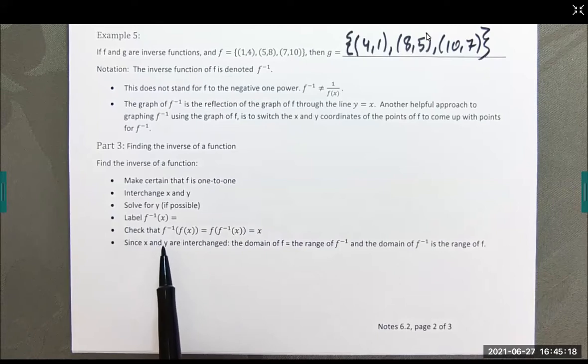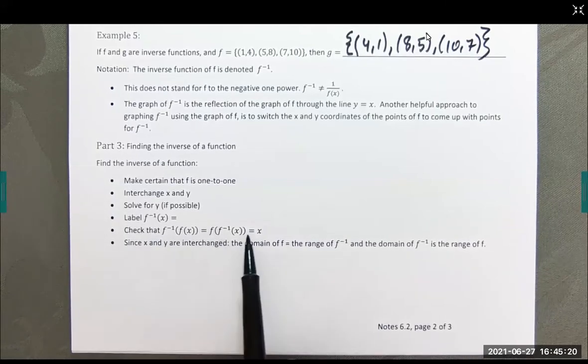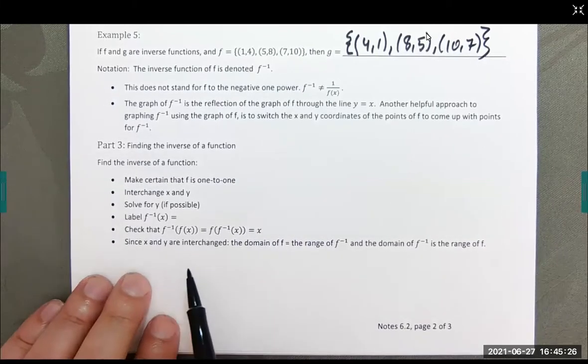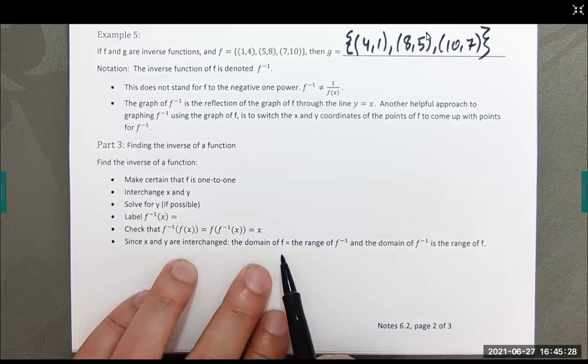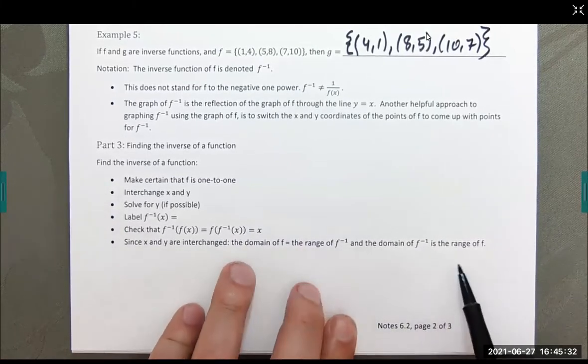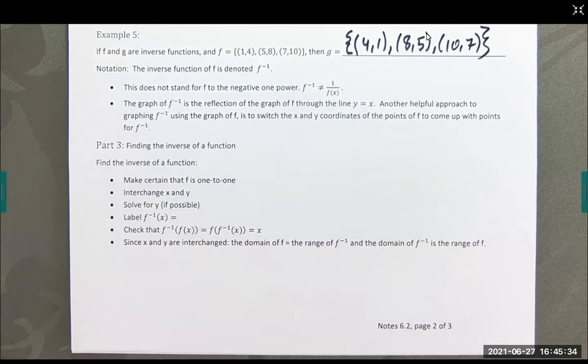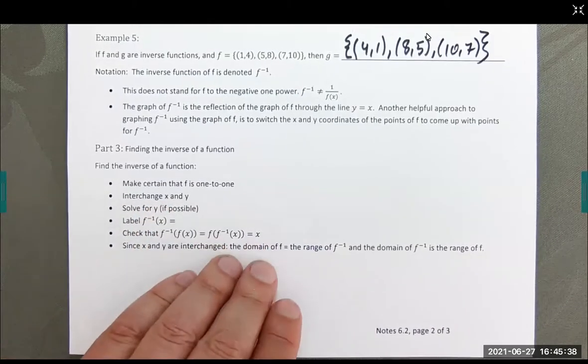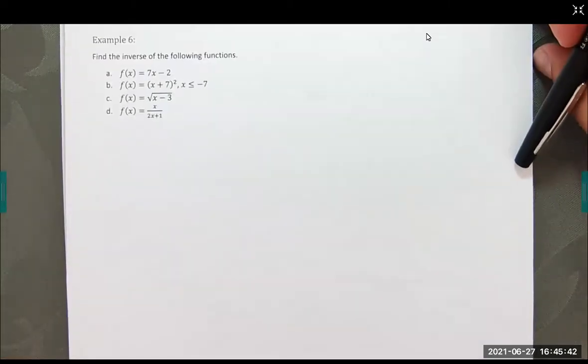If you really want to verify it, you can composite the two together, and they should both equal x. And since x and y are interchanged, the domain of f is the same as the range of f inverse, and the domain of f inverse is the same as the range of f. So in that, you can see that there because the x and y swap out. All right, let's find some inverses.